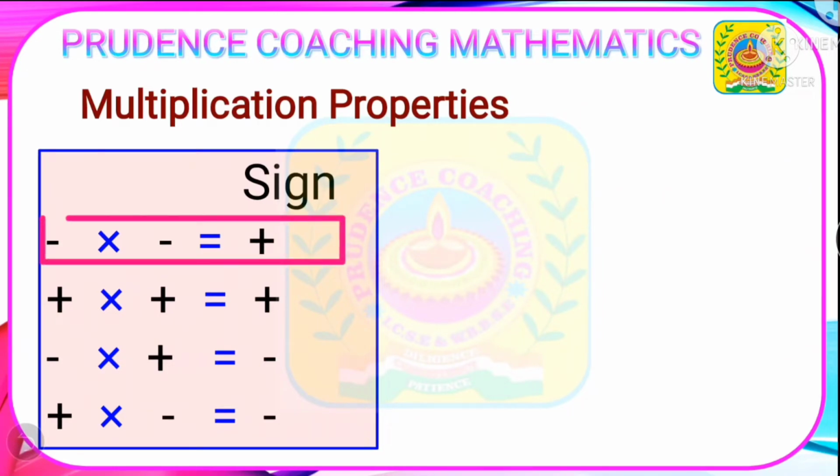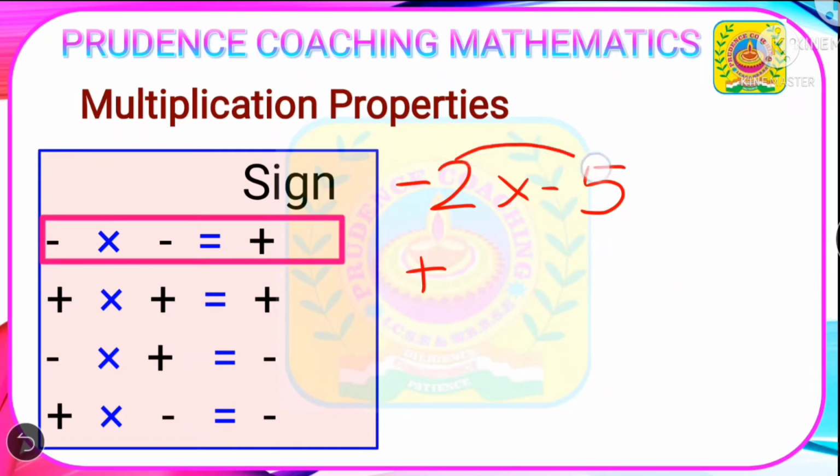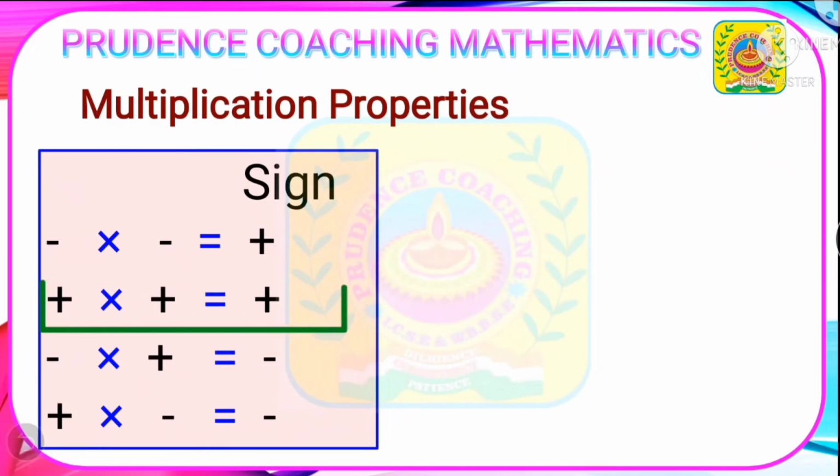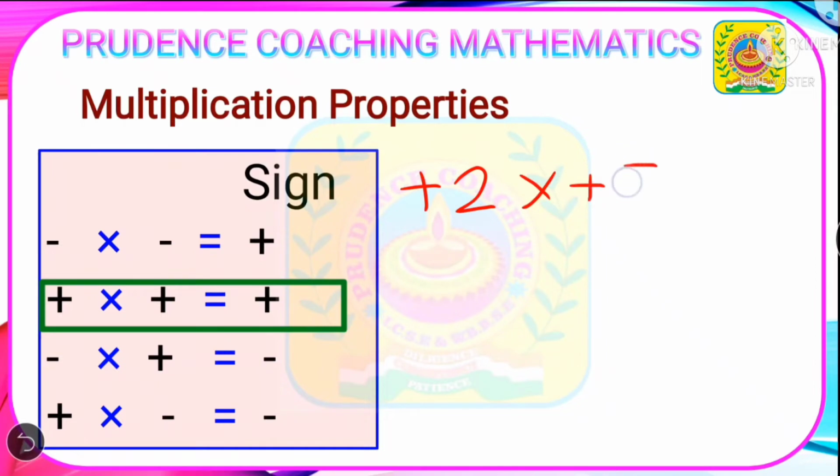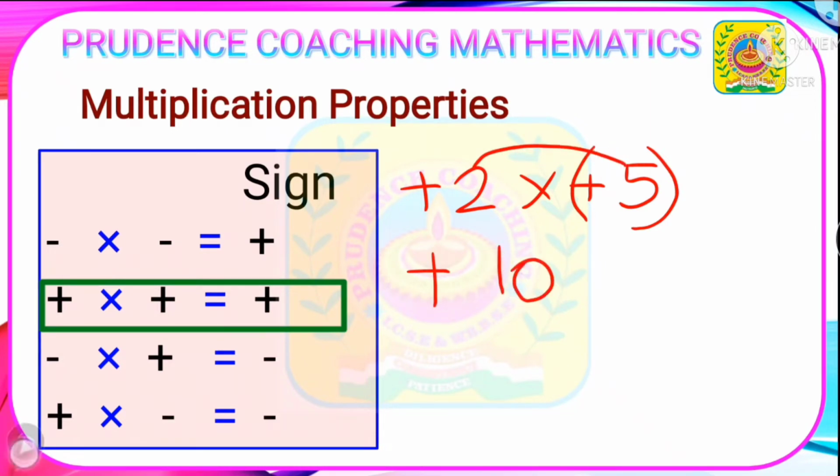As you can see, first one we have, if we take minus 2 into minus 5, then the sign will be positive. That means minus into minus will give you positive. So we have written positive, and 5 into 2 will be 10. So our answer is plus 10. Next, the next property, that is plus 2 into plus 5. Plus into plus will give you a positive sign, so the sign will be positive and the calculation will be 2 into 5, that is 10. So here also we are getting plus 10.